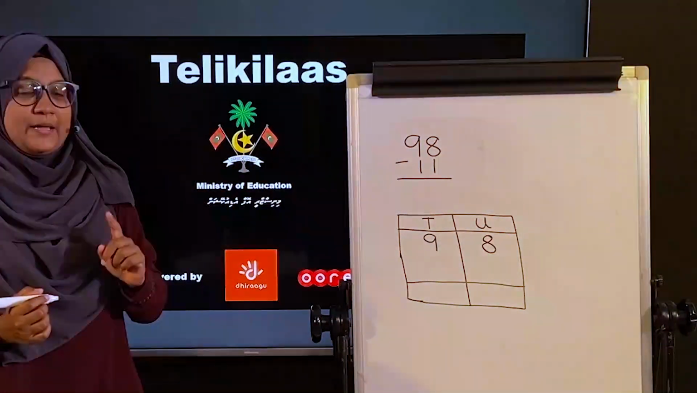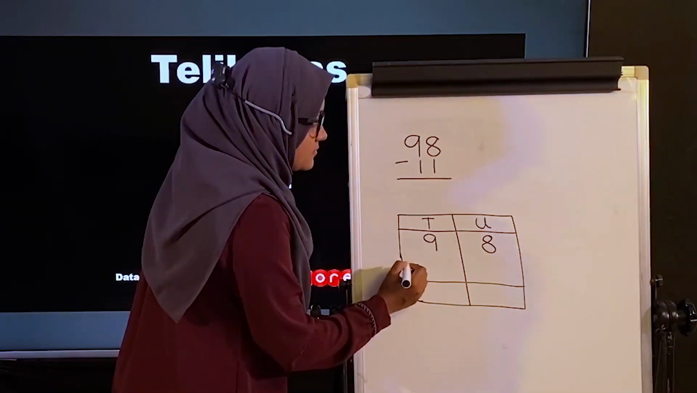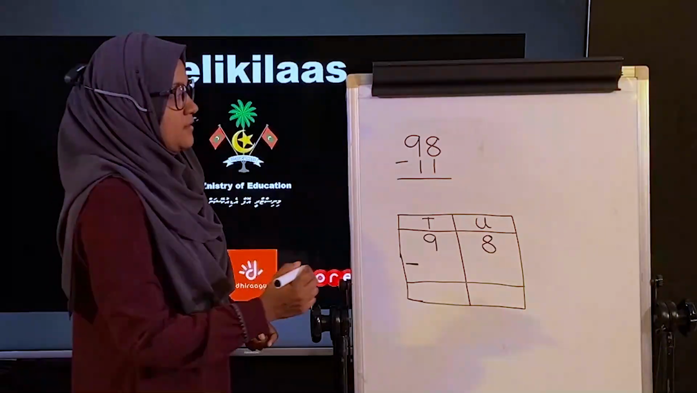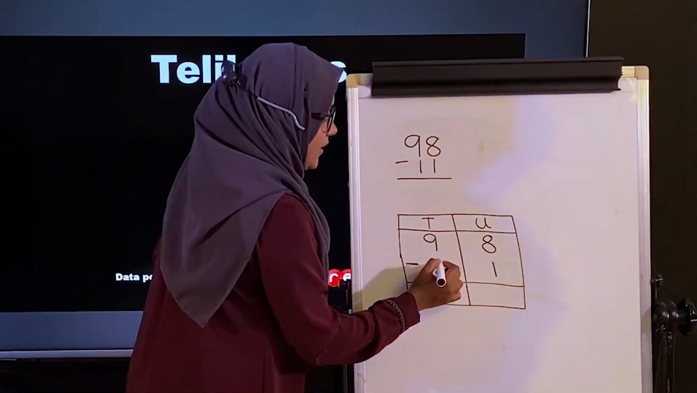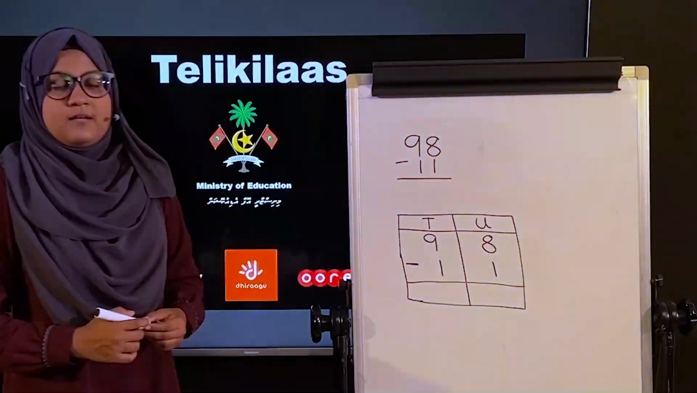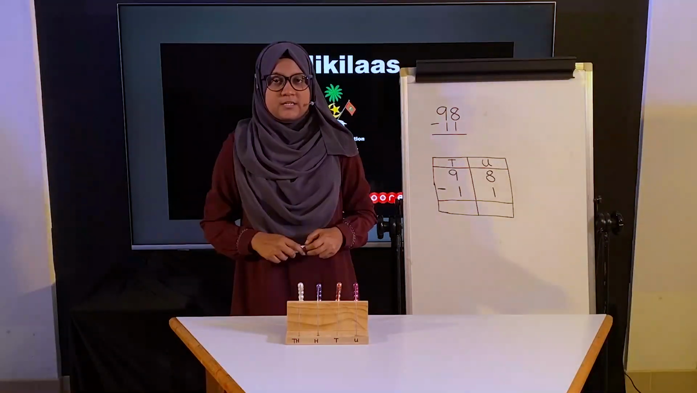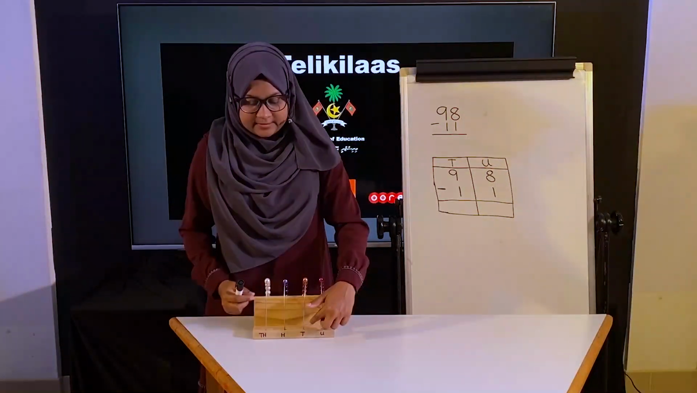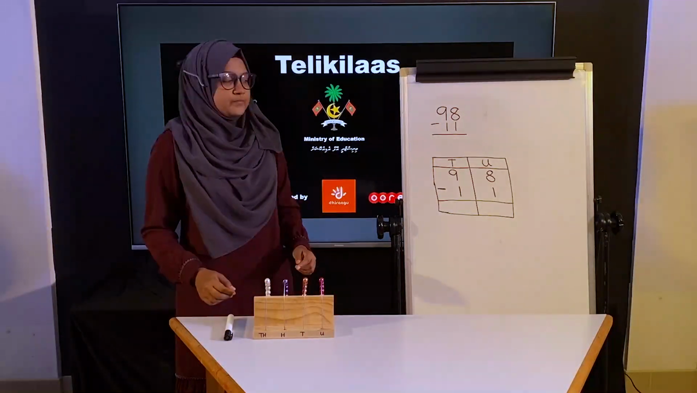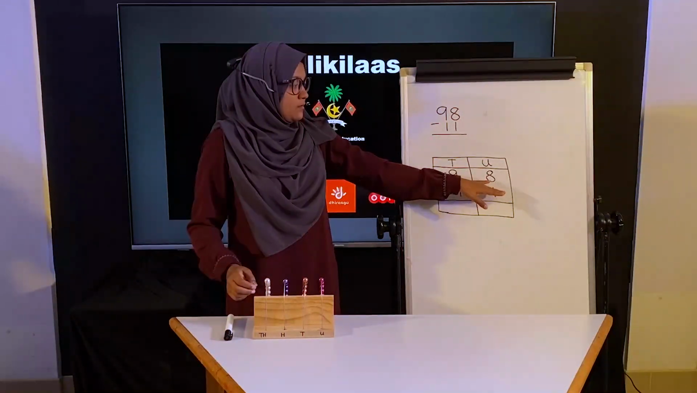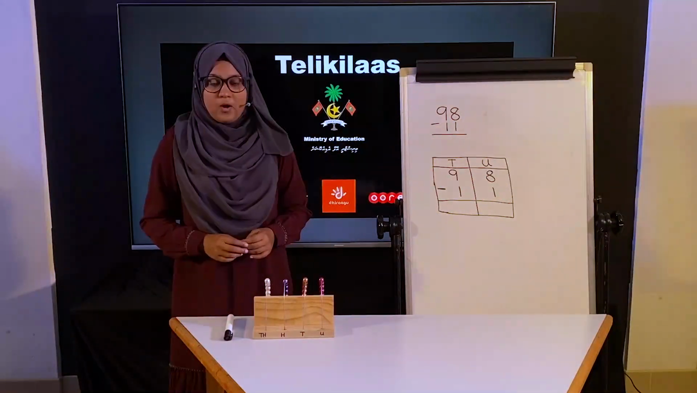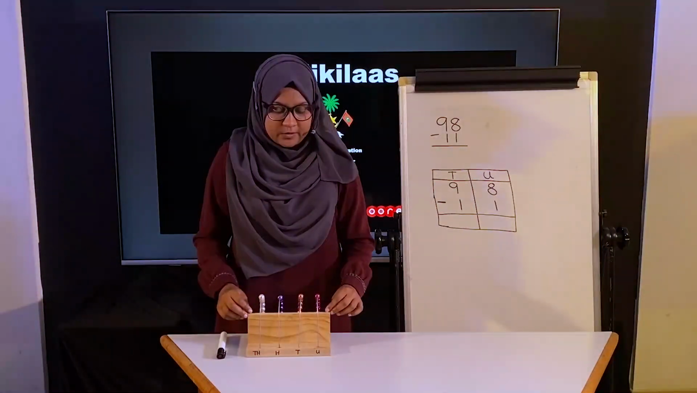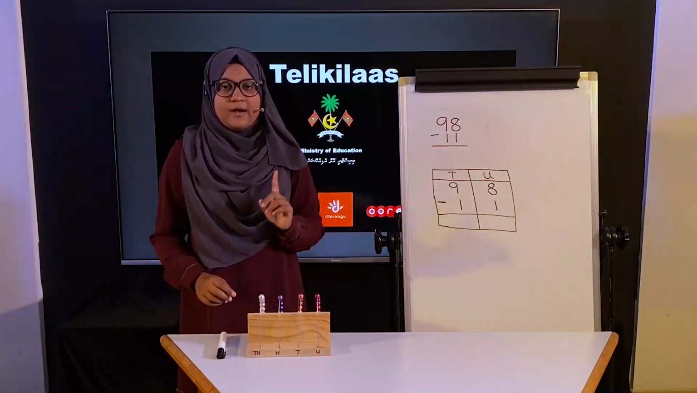Next, it's very important to write the subtraction sign. Then we write 11, 1 in the units and 1 in the tens. We are going to solve this question using the abacus. For this we need the units and tens place values. We have to make 8 in the units place on the abacus. I told you that each bead represents 1 unit.